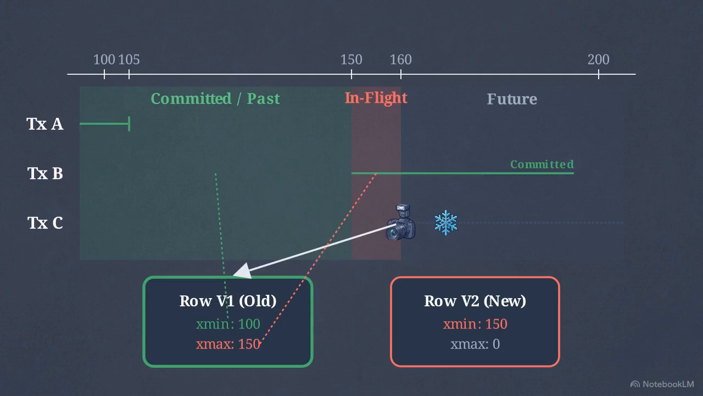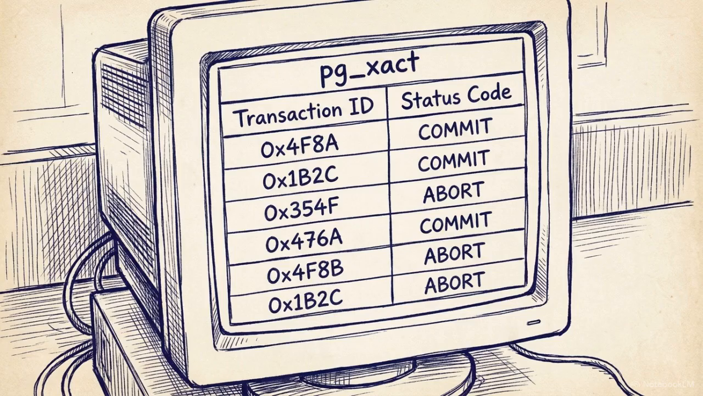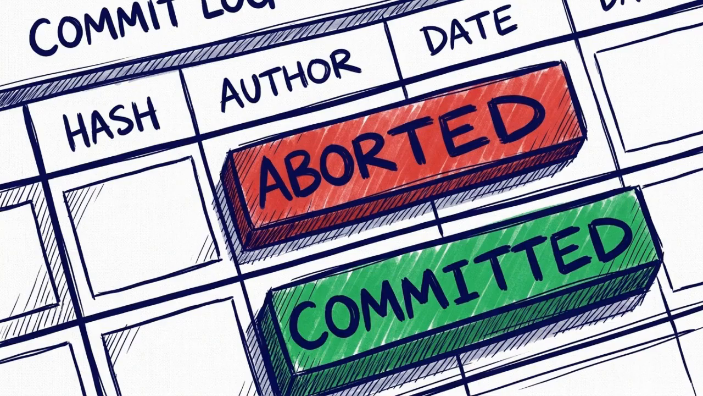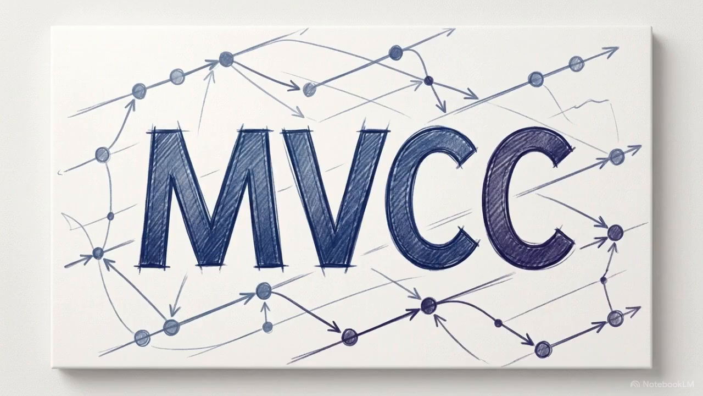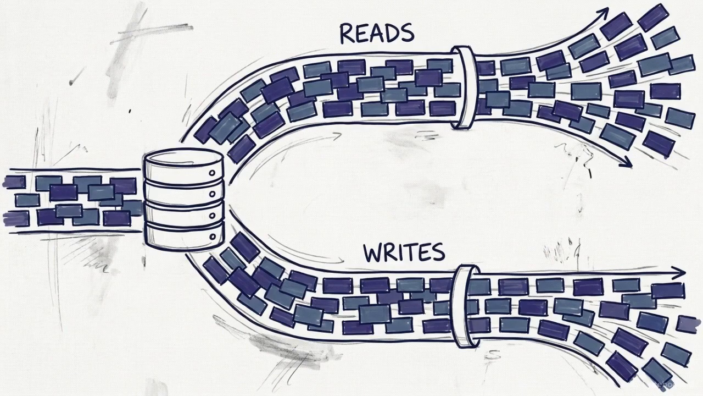Postgres double-checks a central commit log called pg_xact to verify the status of those stamps. This ensures that the transactions listed as creating or deleting a row actually finished successfully and weren't aborted. This entire system, comparing row headers against transaction snapshots, is called multi-version concurrency control. It's the specific mechanism that ensures your read queries never have to block someone else's write queries.